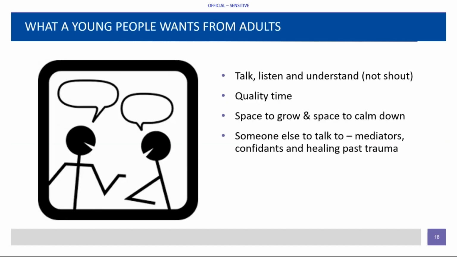And if we ask what young people want from their parents, what they often are saying is just somebody to talk to, to listen, to understand, to not shout at them, to not criticize them, to not tell them I told you so, to just have quality time together, but also to have space to grow and experiment, and space to calm down. And sometimes they need other people that can mediate things, that are confidants, or a professional that might be able to heal their past trauma.